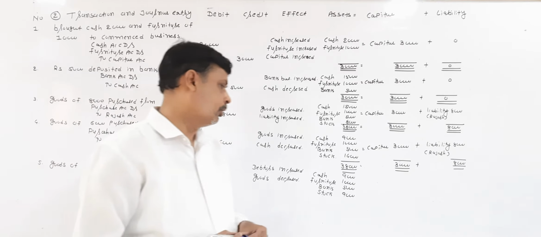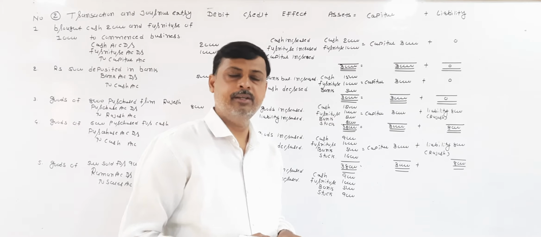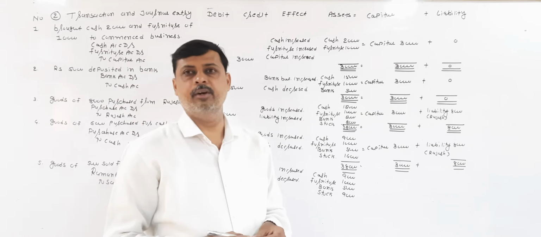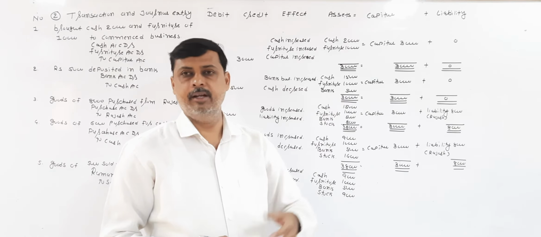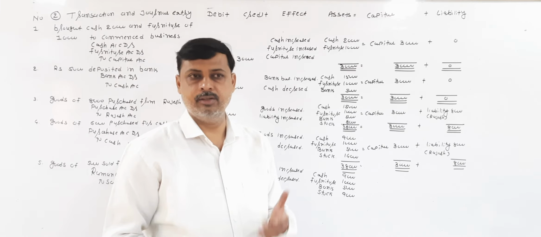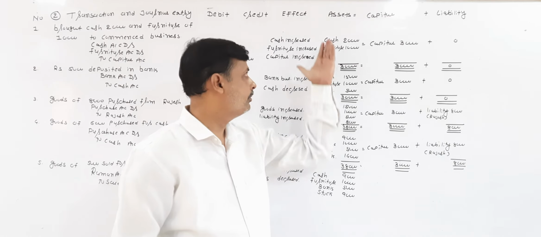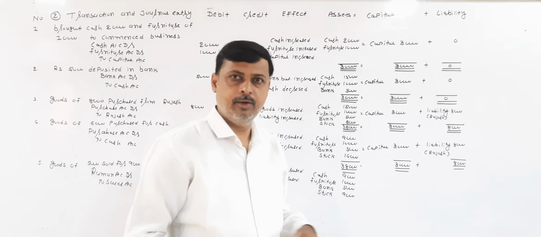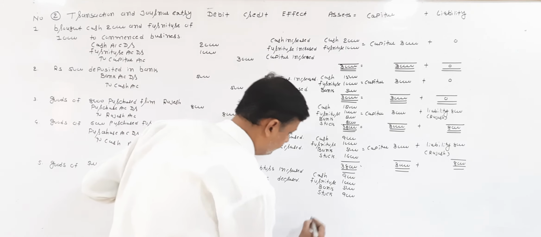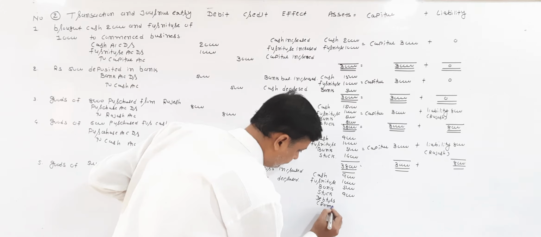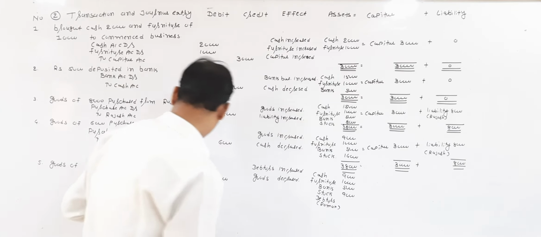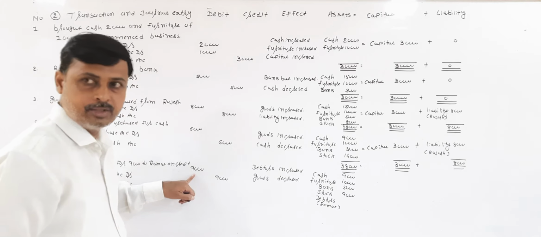And this goods sold to Raman on credit. So Raman is our debtor. Debtors increased, and debtors is our current asset. So our asset increases. So in assets we have to mention here debtors, Raman. So Raman account debit, that is 9,000.